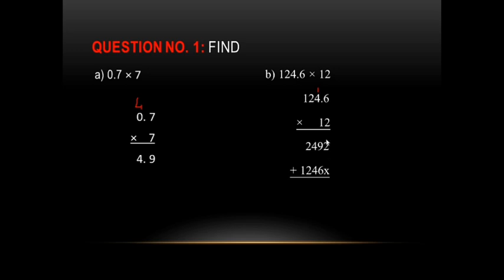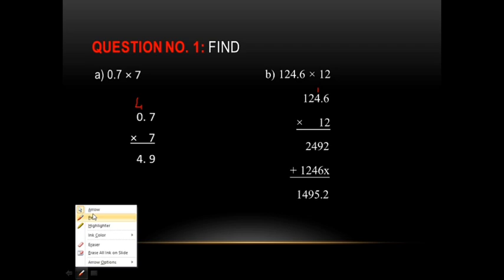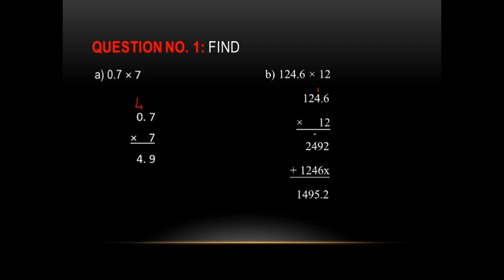Now perform the addition between these two numbers. So it will become 1495.2. How did we get it? Here the cross is given under 2, so we will write 2 as it is. Then 9 plus 6 is 15, so we write 5 and carry 1. Then 4 plus 4 is 8, and 8 plus 1 is 9. Then 2 plus 2 is 4, and 1 we write as it is.